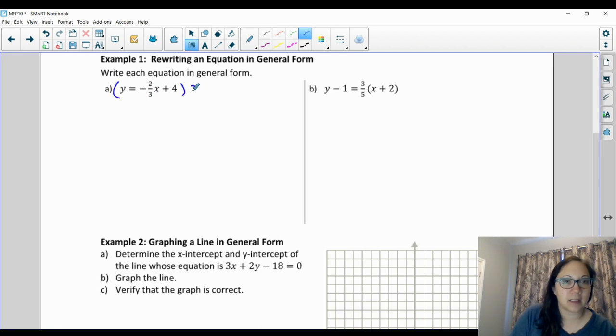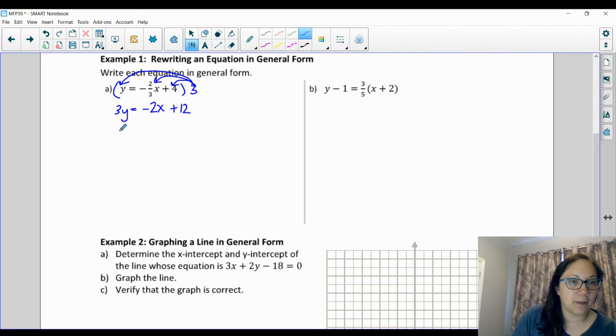I'm going to multiply my entire equation, both sides, by 3. So that means every term is going to be multiplied by 3, and that will allow us to rewrite this term as a non-fraction. So 3 times y is 3y. 3 divided by 3, so these 3's cancel, and we're just left with -2x. And then we have 4 times 3, which is 12. So we've gotten rid of the fractions, which is great. Now we have to get it in the right order. So I want to have my x first, and then my y, and then my constant term.